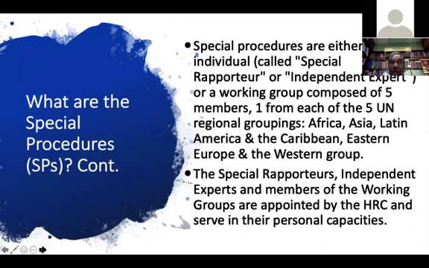Or sometimes it's called a working group. If it is a special rapporteur or an independent expert, it is a person. If it is a working group, it's a team of 5 people. So some have teams, and some have persons. So you can have a working group or a special rapporteur. And if you have a group, then it is from all the regional groupings. They are appointed by the Human Rights Council and they serve in their personal capacities.